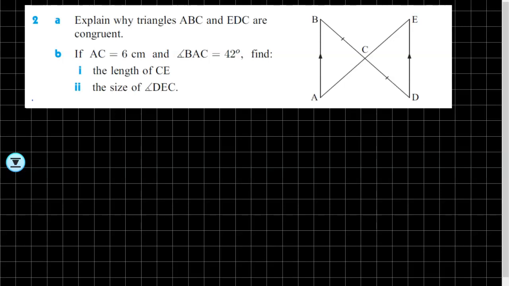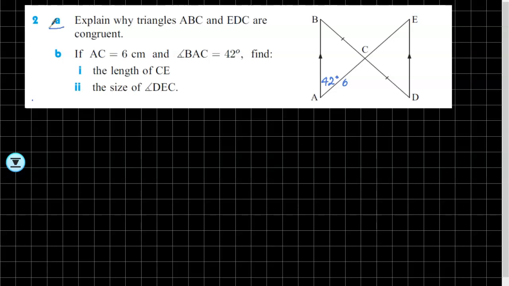So no need to write the whole question, just draw your diagram. Now AC is 6. So A to C, pop your 6 there. Angle BAC is 42. So again, not only is it helping you to read, but it's showing you how you can write down information. Oops. And we had to do part A first. Bad me. That's all right. We can pop that in.